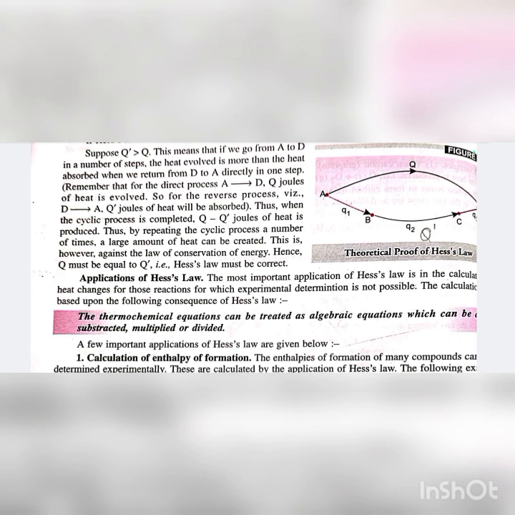Thus, by repeating the cyclic process a number of times, a large amount of heat could be created. This is, however, against the law of conservation of energy. Hence, Q must be equal to Q dash. That is, Hess's law must be correct.